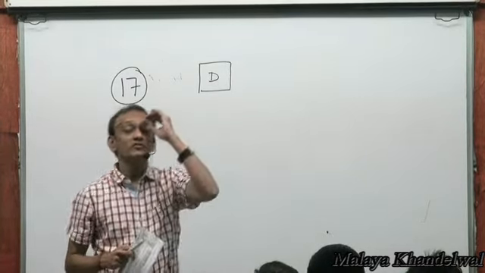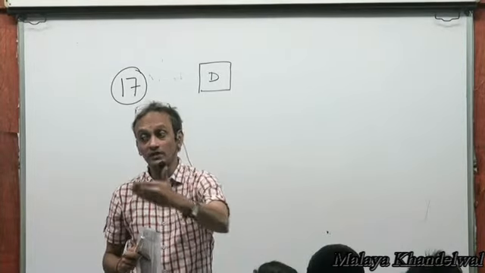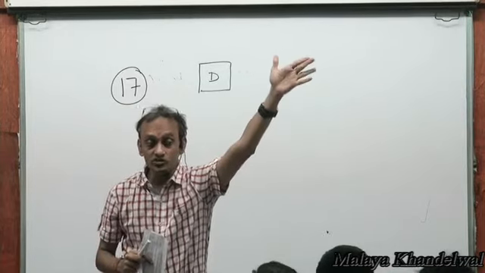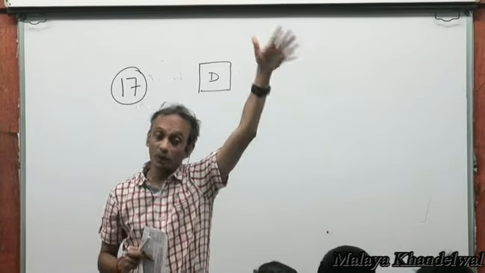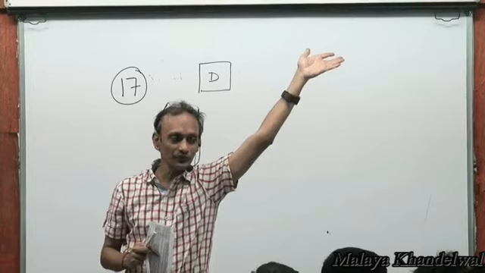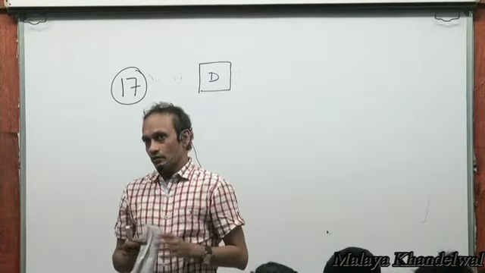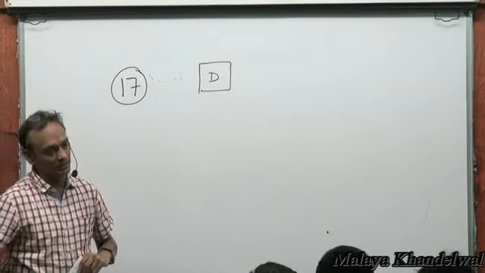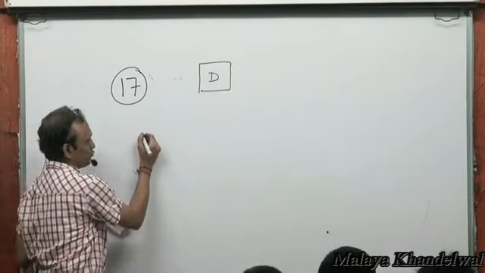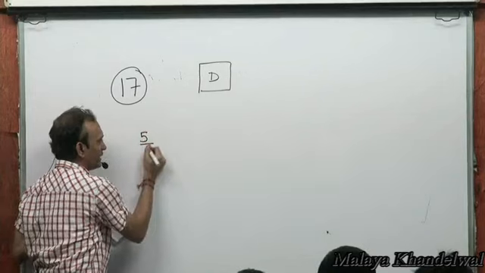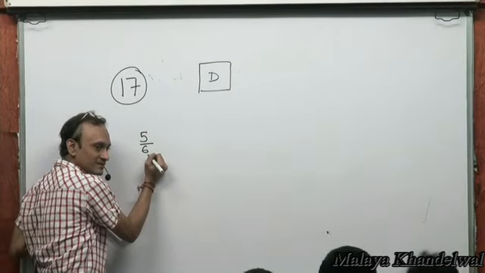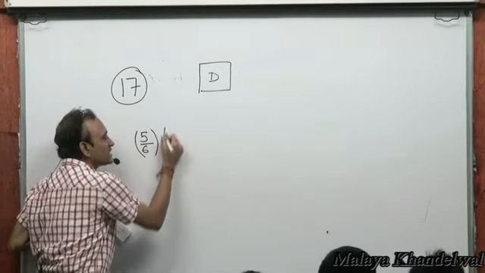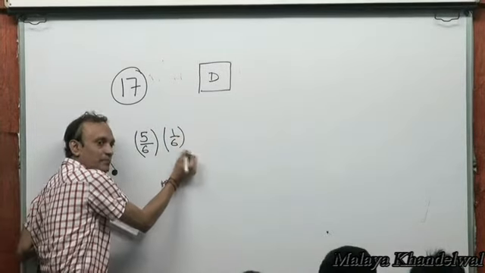That means we want to find the probability that 1 comes in the 2nd trial, or the 4th trial, or the 6th trial, or the 8th trial, up to infinity. Yes or no? That means 1 should not come in the 1st trial, but should come in the 2nd trial. That means the event should fail in the 1st trial. It can fail in 5 by 6 ways, and it will succeed in the 2nd trial.